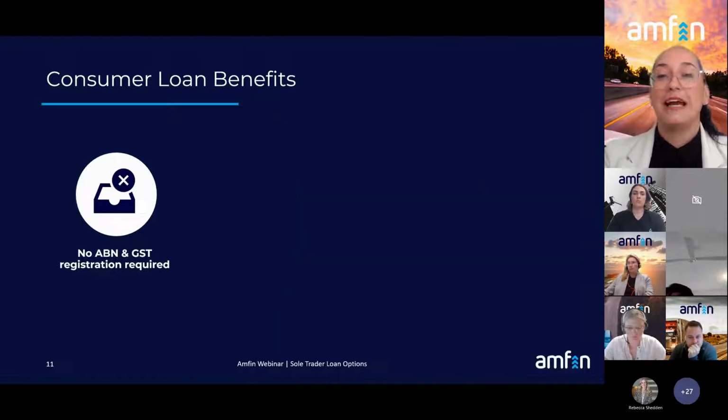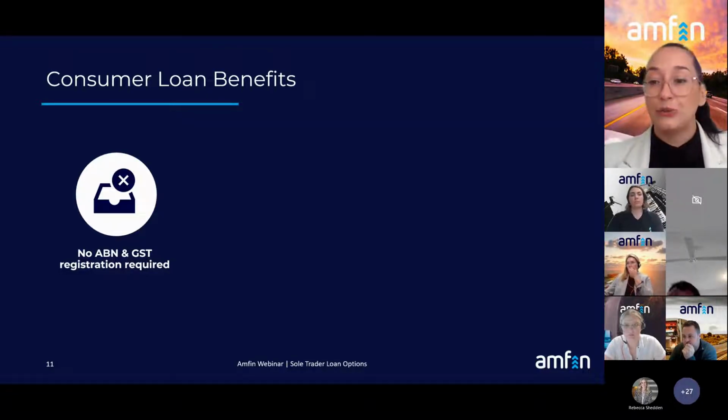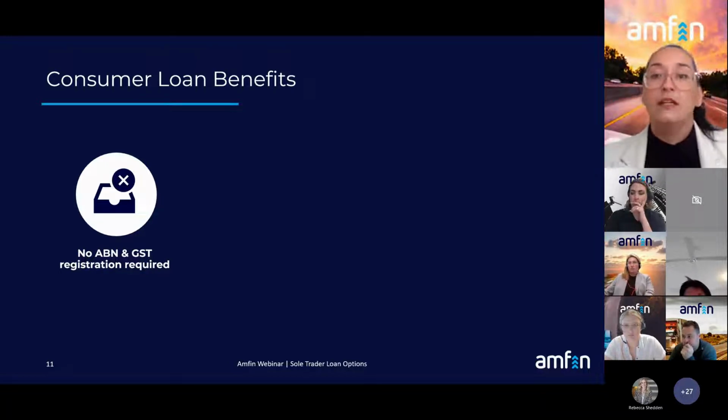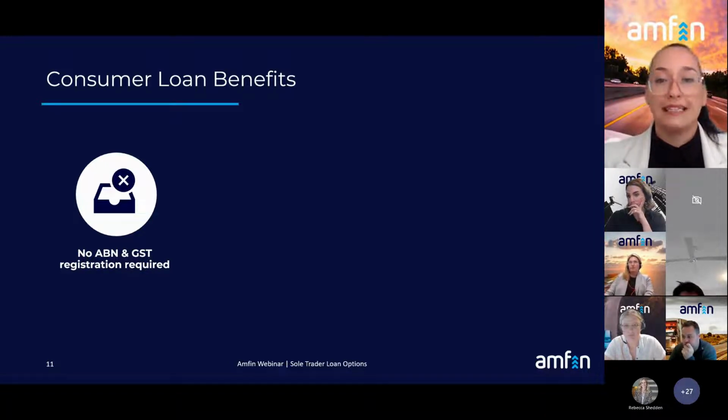The first benefit here is around the ABN and GST registration. Often, small businesses do not understand the impact of their ABN age and GST registration status. In some cases, a sole trader registers an ABN but doesn't register for GST until they're trading in higher denominations. Not being GST registered definitely limits options when it comes to commercial lending. So comparing consumer options in this situation is the right thing to do for your sole trader.